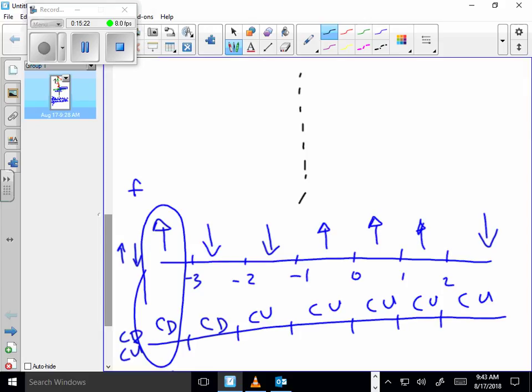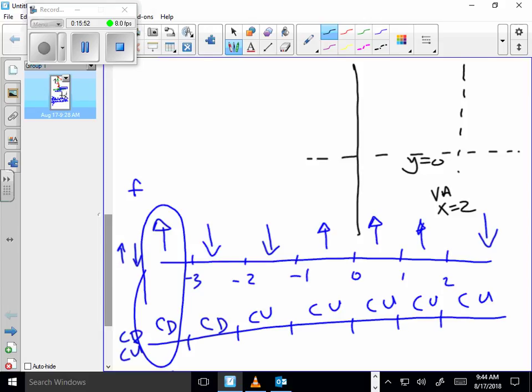Oh, I've got a lot of stuff over here. Sorry, I'm going to move this vertical asymptote a bit. VA at x equals 2. I also know that I have this horizontal asymptote, at least on one side, as x heads towards infinity. So y equals 0. All right. And over here at 0, Ben tells me I have a y-intercept of 1. Any questions about using these top 4 pieces of information?